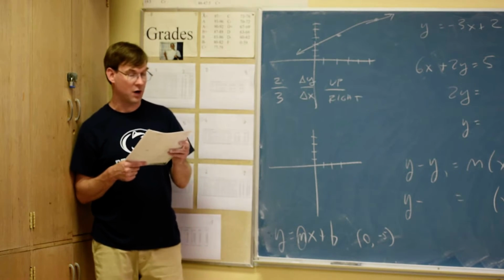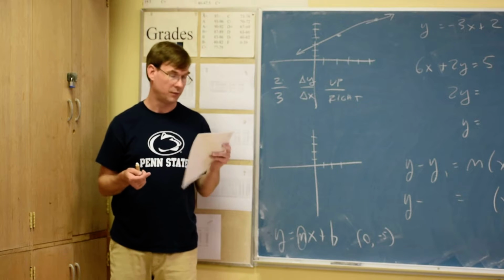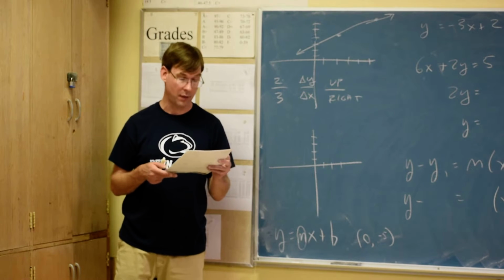32, we're just going in reverse mode of 31. Write y equals, put the 2 next to x, and tack on the -1 at the end.